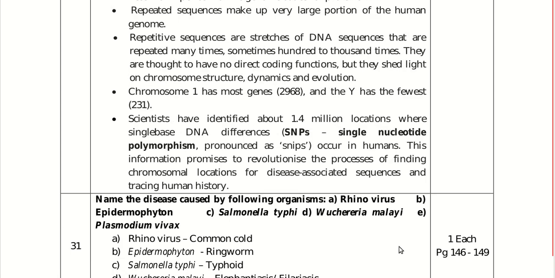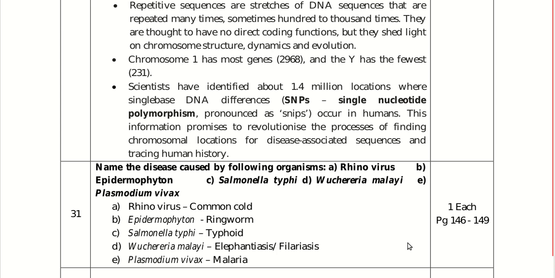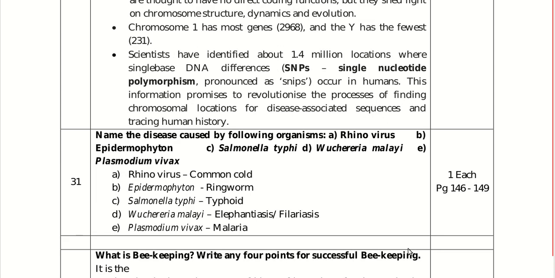Name the disease caused by the following organism. Rhinovirus causes common cold, Epidermophyton causes ringworm, Salmonella typhi causes typhoid, Wuchereria bancrofti causes elephantiasis or filariasis, and Plasmodium vivax causes malaria. So 1 mark each for the diseases that are caused by these organisms.